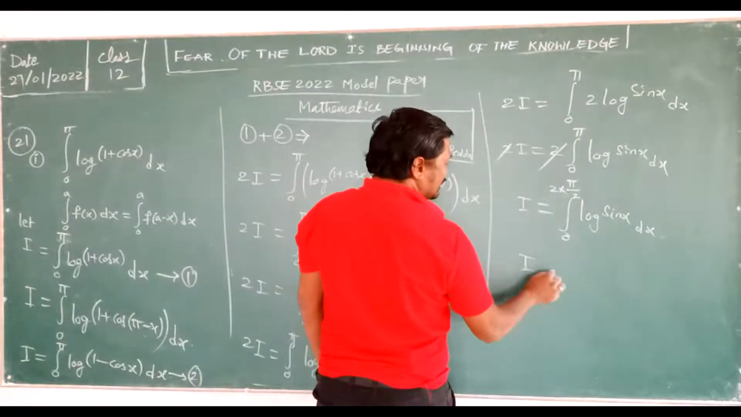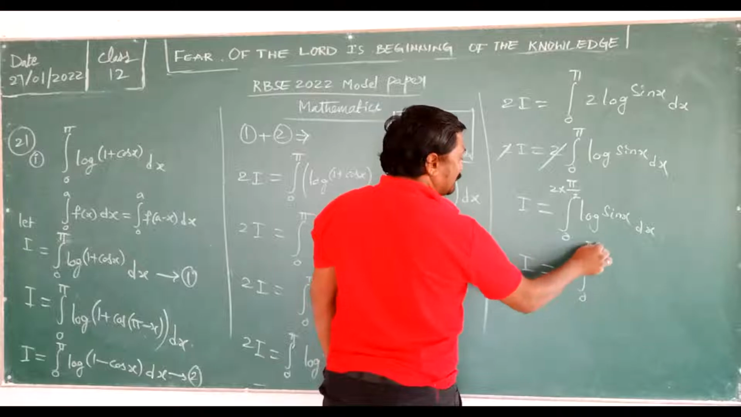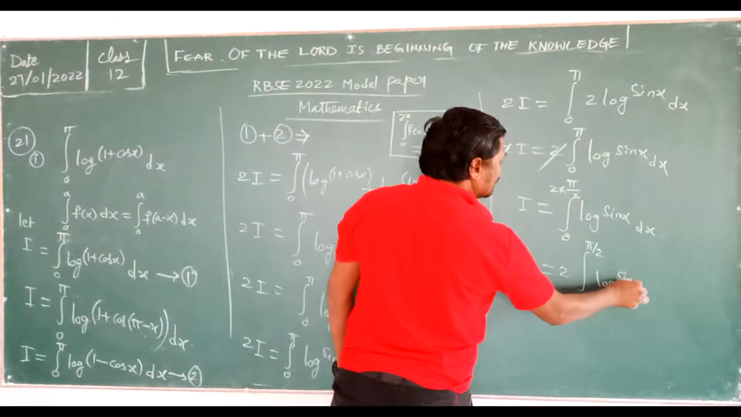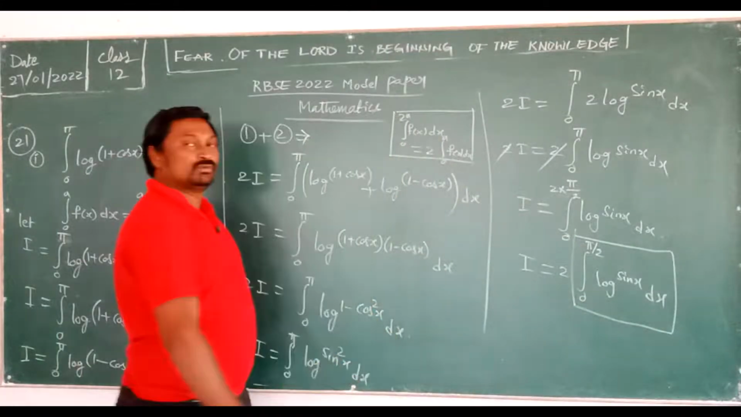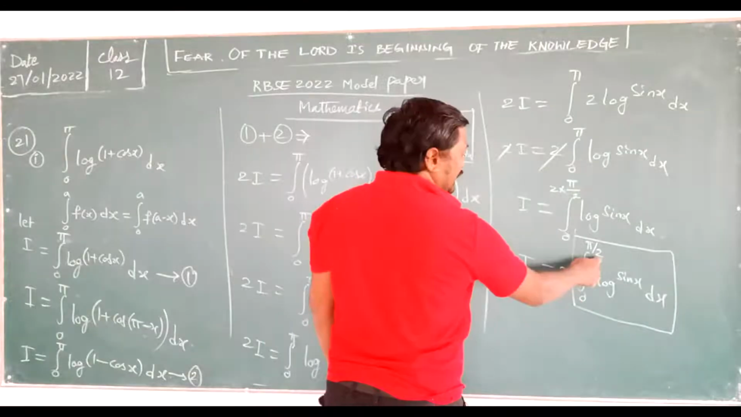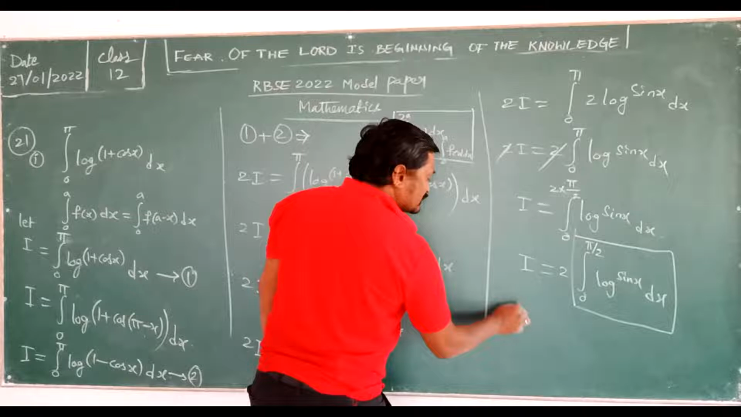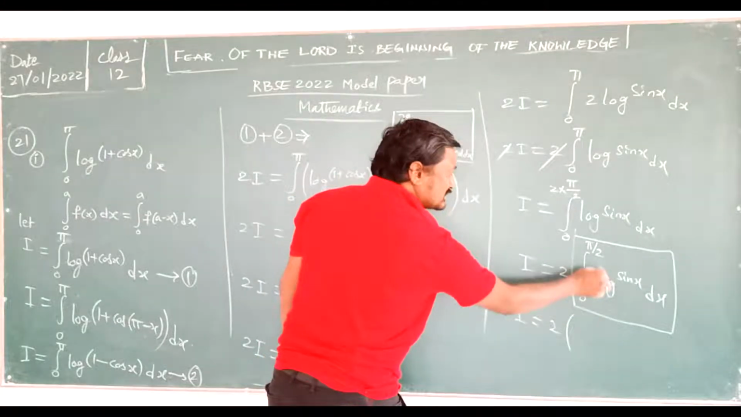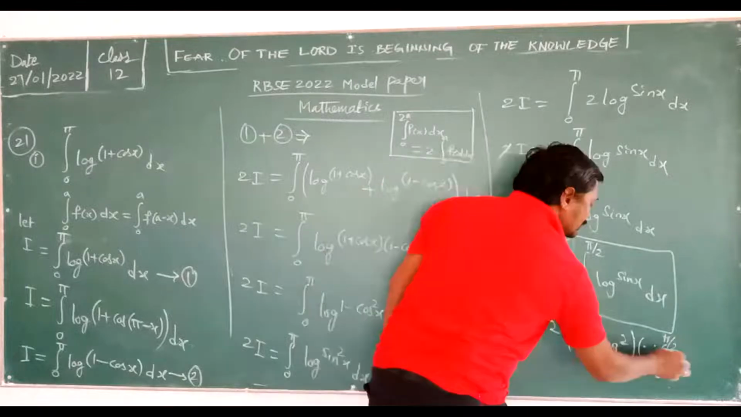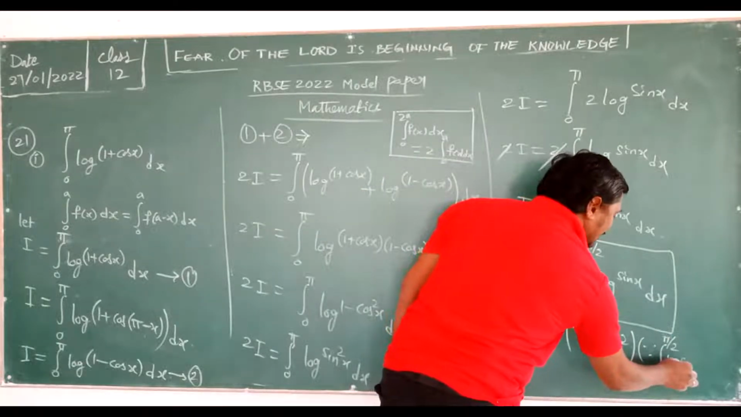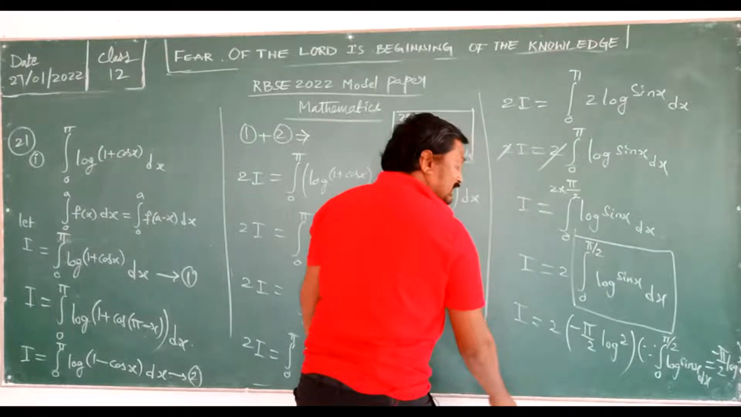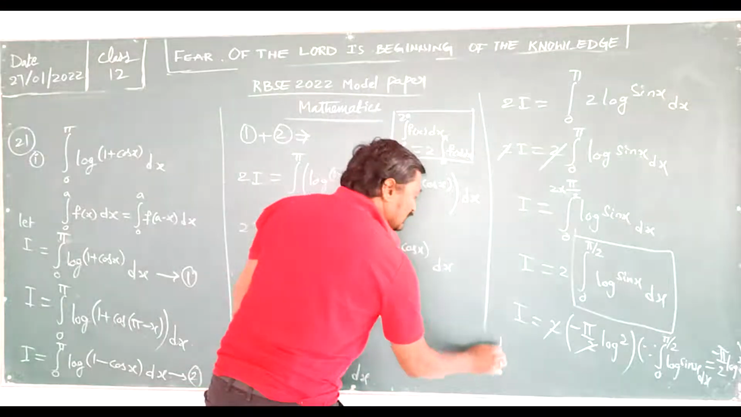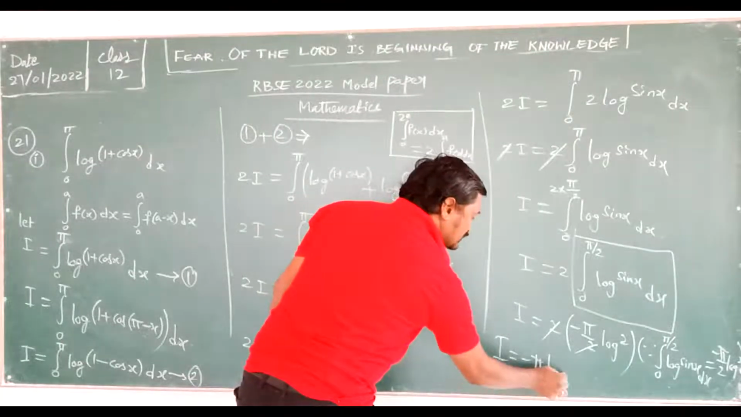So now I is equal to 2 times integral 0 to pi upon 2 log sin x dx. And this formula is in our RBSE textbook; last year we used RB, substitute it. So what is 0 to pi upon 2 log sin x dx? It is minus pi upon 2 log 2. Use this, you get full marks. So I is equal to 2 into minus pi upon 2 log 2, the 2 and 2 get cancelled, I is equal to minus pi log 2.